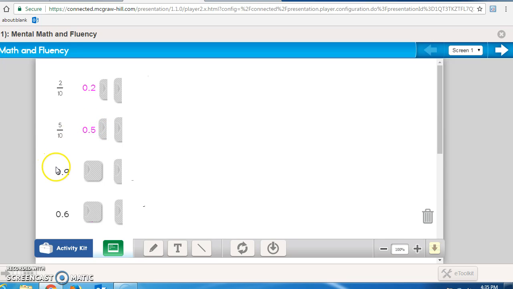Now let's reverse it. How do you write 9/10 as a fraction? 9 goes on top and tenths goes in the bottom. 9/10. And finally, 6/10. How do I write that as a fraction? I hope you realize 6 goes on the top and tenths goes on the bottom.